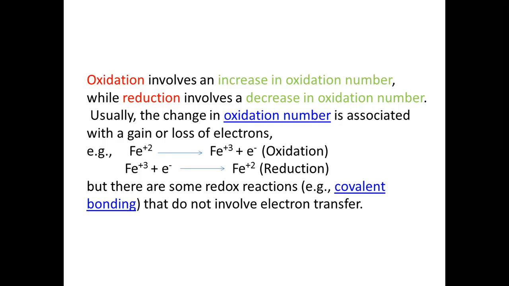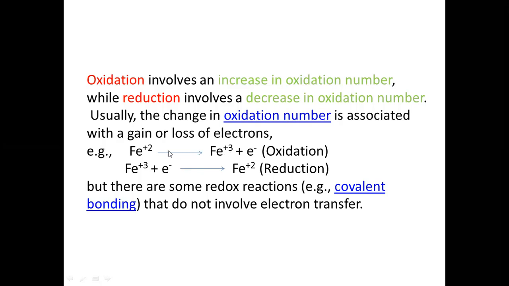An oxidation reaction involves an increase in oxidation number, while a reduction reaction involves a decrease in oxidation number. If you take an example, Fe+2 converting into Fe+3. Here, in terms of oxidation state, Fe+2 has an oxidation state of +2 and Fe+3 has an oxidation state of +3. There is an increase in oxidation state from +2 to +3. So, this we can term as oxidation.